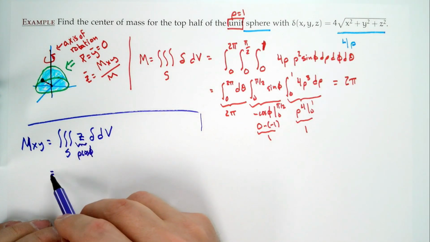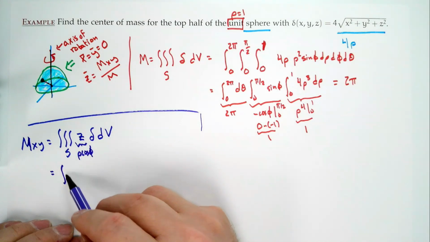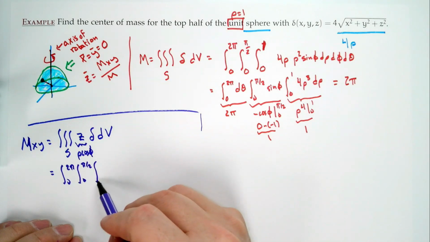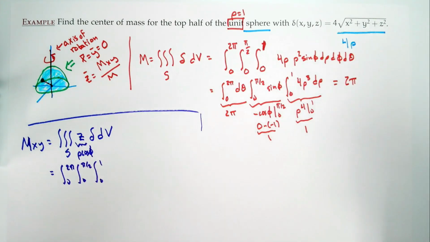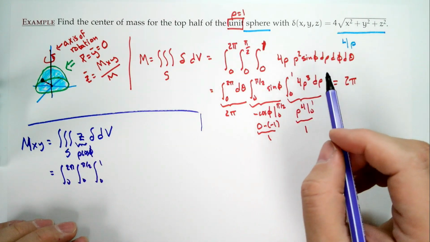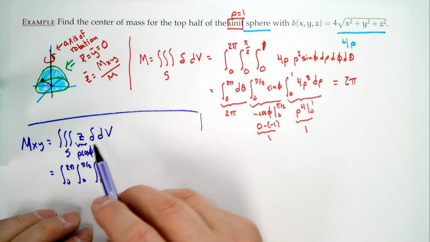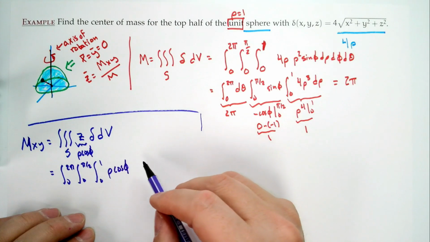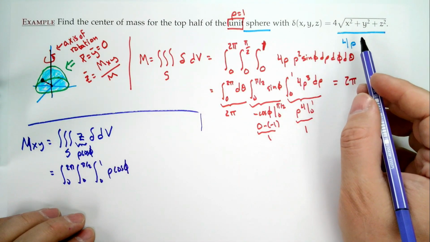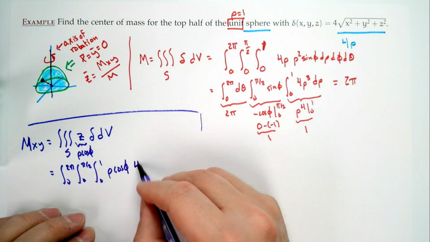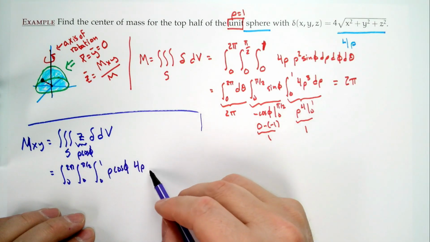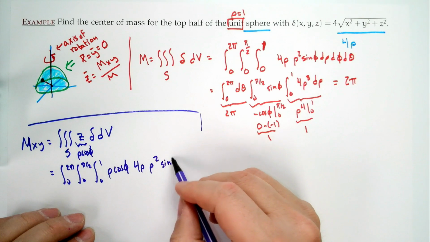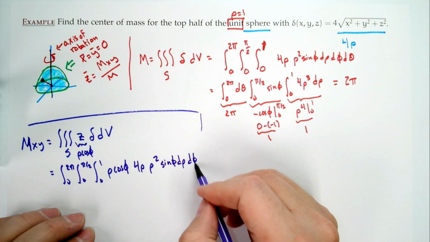So what will this become? Well, integral 0 to 2 pi, integral 0 to pi halves, integral 0 to 1. Our bounds are still the same because it's the same shape. Now, what happens? Well, I'm going to get rho cosine phi. That's my z. Then I'm going to get my delta, my density. That's 4 rho. And then I get my dV: rho squared sine of phi, d rho, d phi, d theta.